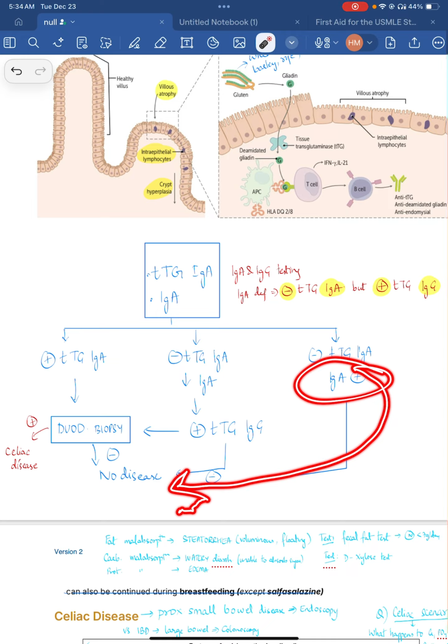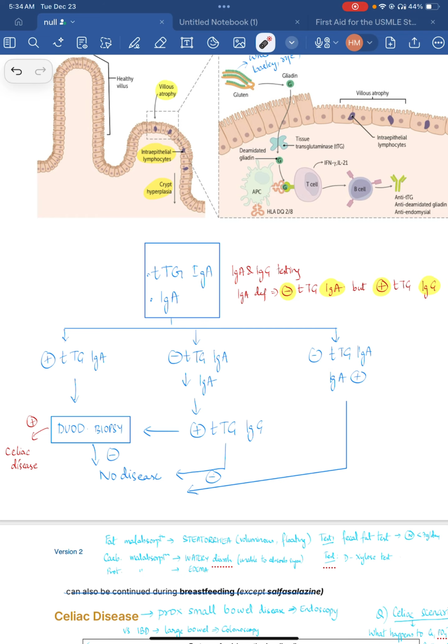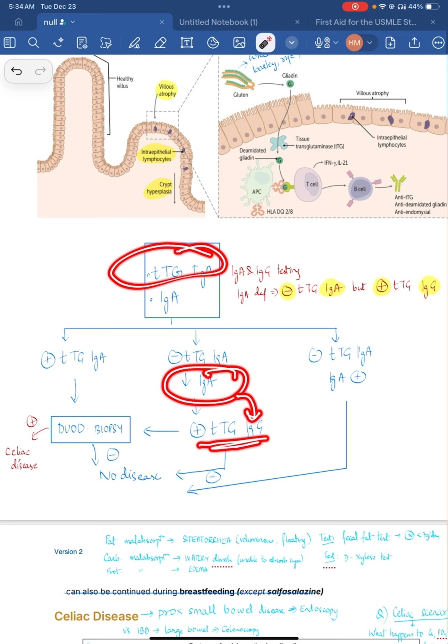It is not celiac disease. What if the antibodies come back negative and IgA is also decreased? If IgA is decreased, then you should check for IgG antibody. If IgG comes back positive, then you need to go with duodenal biopsy to confirm the disease.